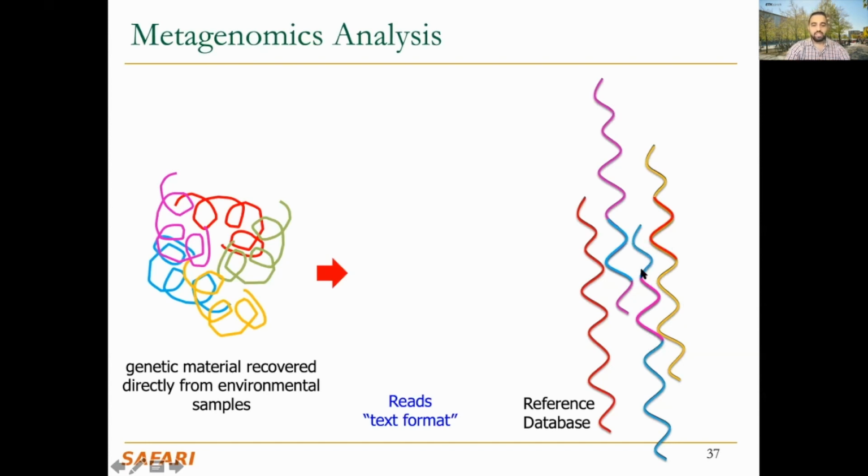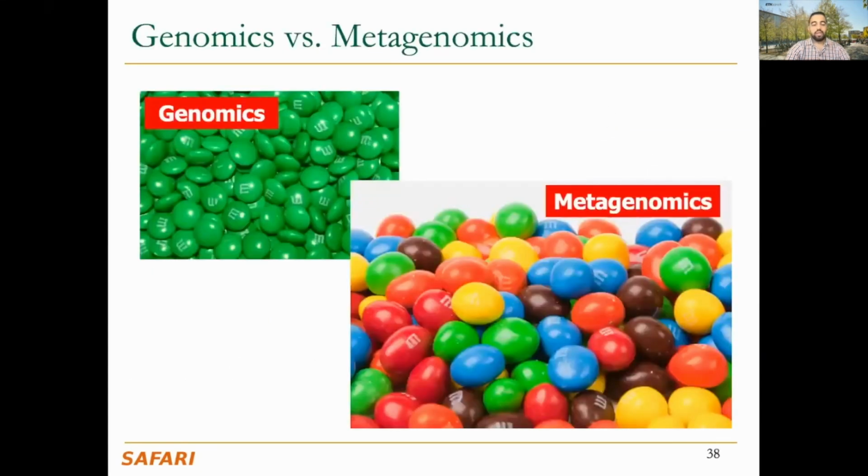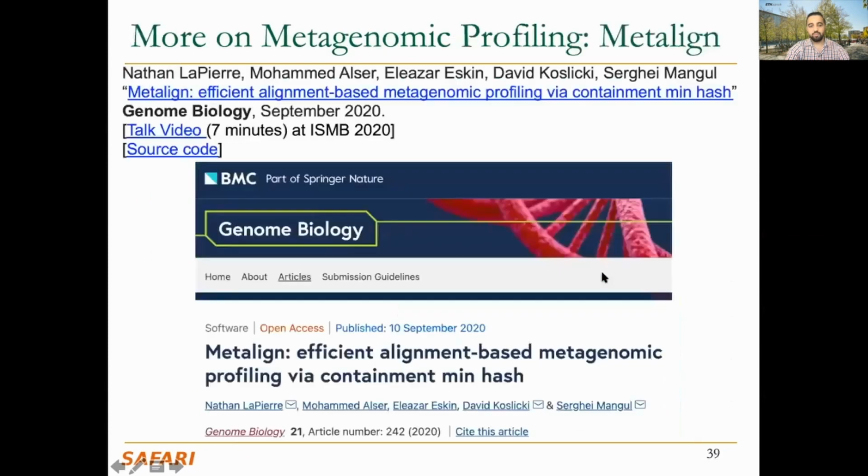Now, this is very challenging to solve. There are a lot of tools to solve this, but all of them use read mapping. Reads from different unknown donors at sequencing time are mapped to many known reference genomes. So you have a database of reference genomes, and then you try to do the mapping to all of these. Now, you can think about this as M&Ms. So you have genomics, all similar. So when you do the mapping, you use one reference genome to represent all of these. But in metagenomics, you have a collection of reference genomes.